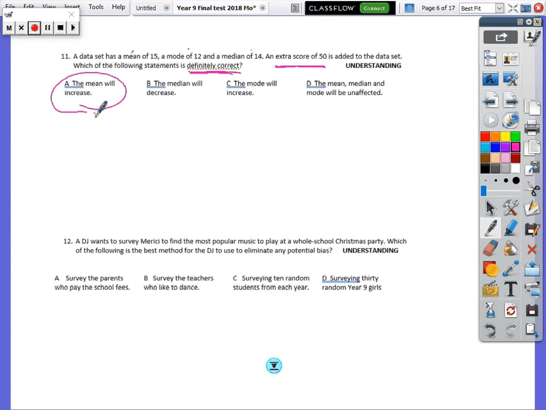Okay, last one's about bias. Surveying the parents who pay school fees, that's ridiculous. Love to survey the teachers who like to dance. So you're only left with these two. Which one is the only one to eliminate bias? It would be this one, because year 9s would be biased to a certain style. Okay, so that's the end of that one.